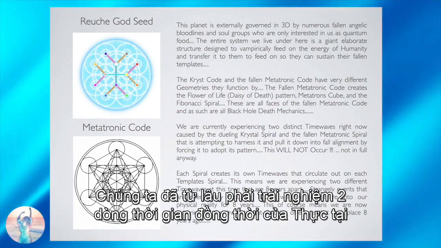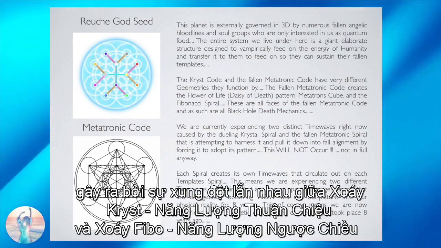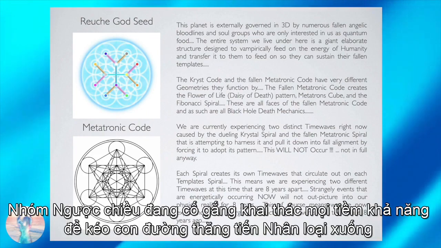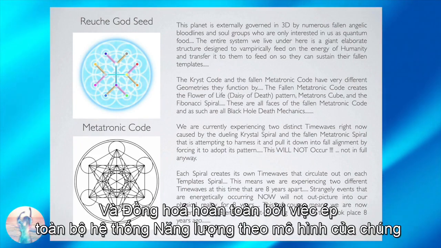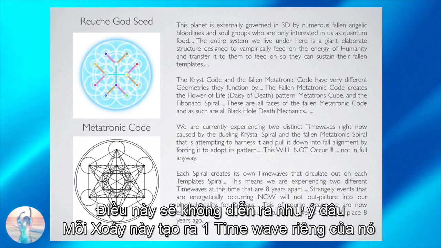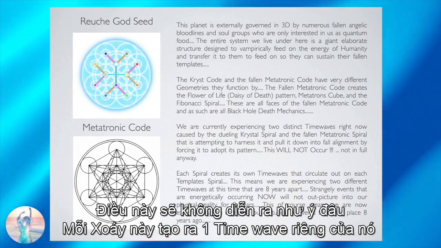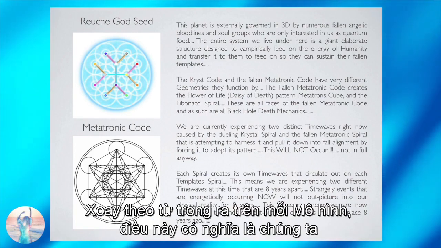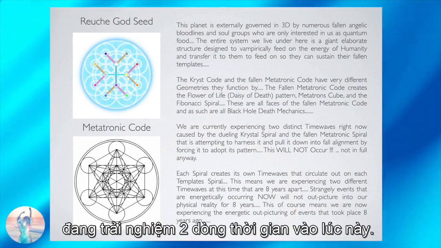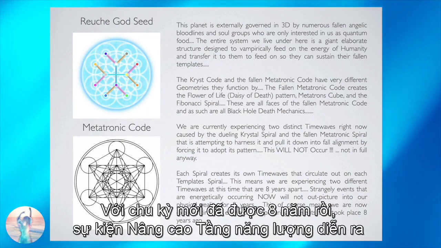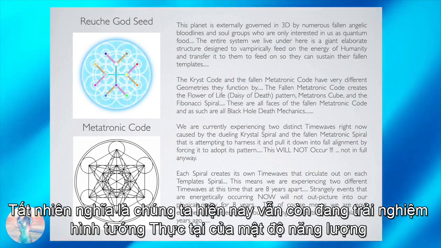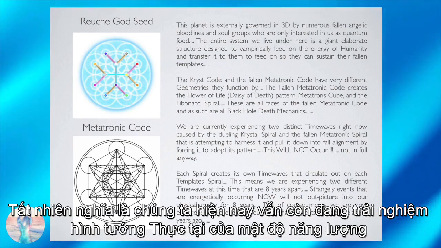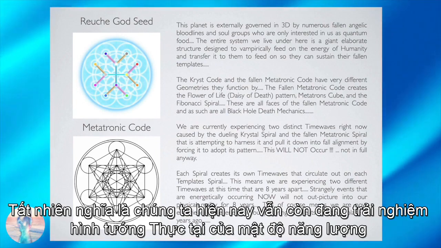We are currently experiencing two distinct time waves right now caused by the dueling crystal spiral and fallen Metatronic spiral that is attempting to harness it and pull it down into fall alignment by forcing it to adopt its pattern. This will not occur, well, not in full anyway. Each spiral creates its own time waves that circulate out on each template's spiral. This means we are experiencing two different time waves at this time that are 8 years apart. Strangely, events that are energetically occurring now will not outpicture into our physical reality for 8 years. This, of course, means we are now experiencing the energetic outpicturing of events that took place 8 years ago.